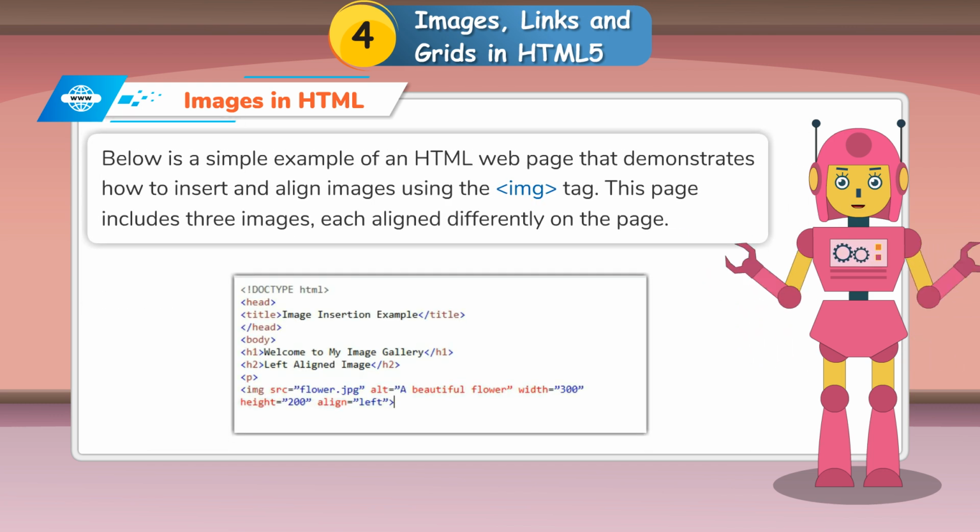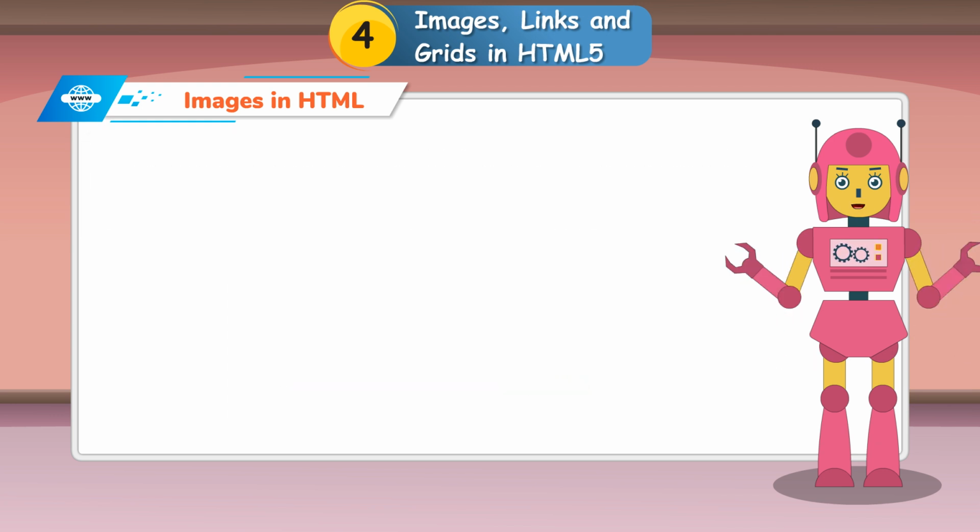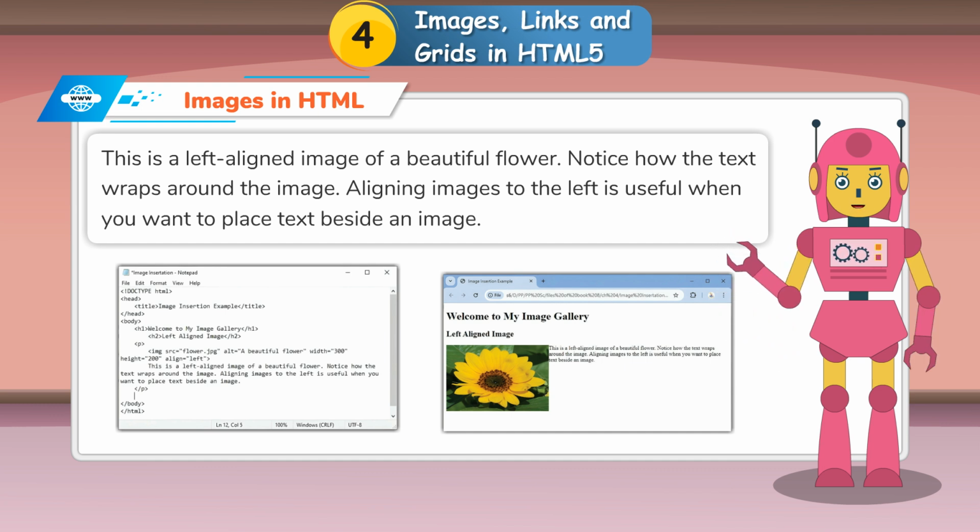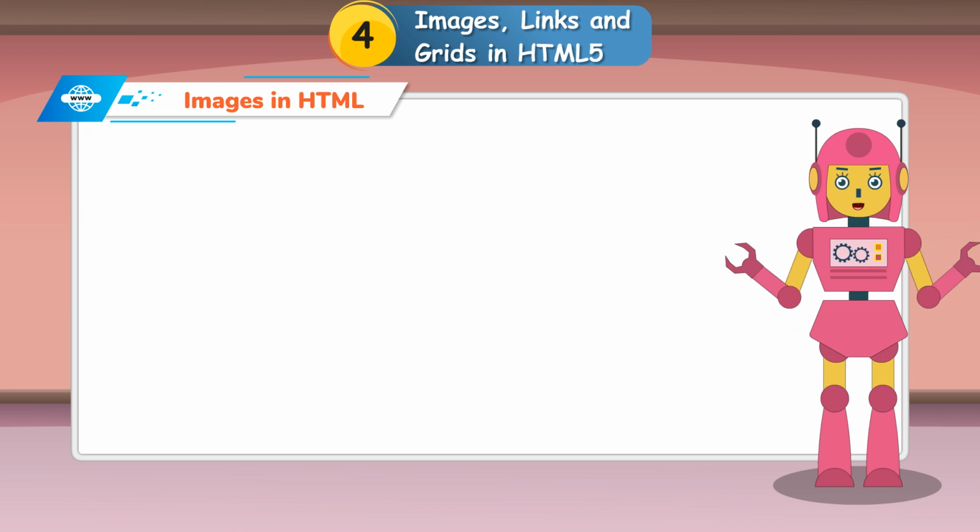Below is a simple example of an HTML web page that demonstrates how to insert and align images using the image tag. This page includes 3 images, each aligned differently on the page. This is a left-aligned image of a beautiful flower. Notice how the text wraps around the image. Aligning images to the left is useful when you want to place text beside an image.